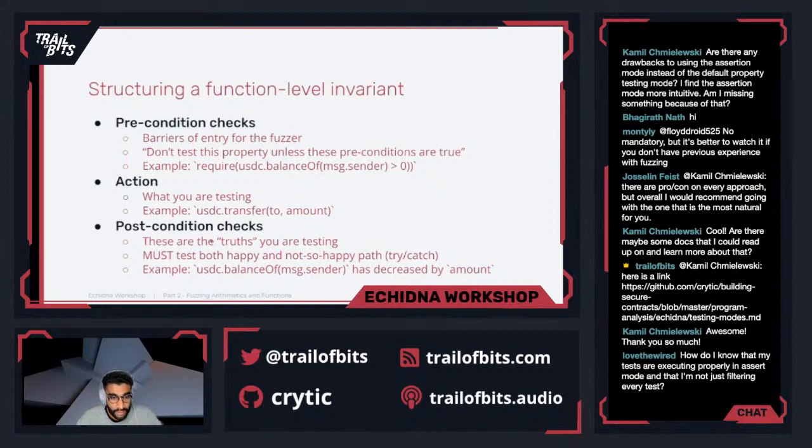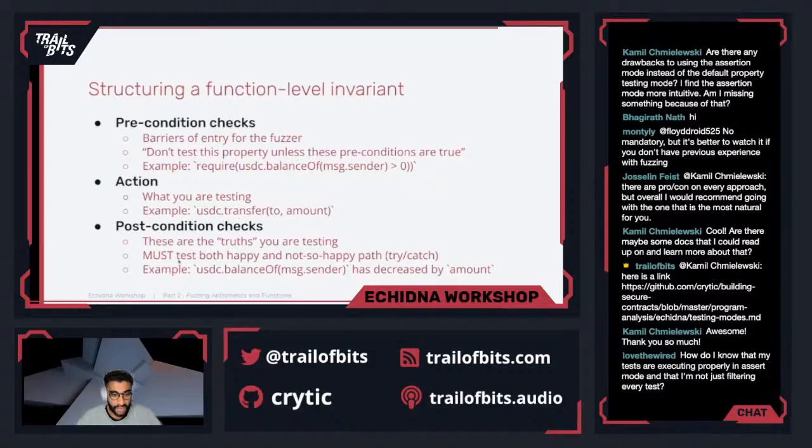And once you transfer, I want you to check these truths. These are the outcome. This is the resultant state after the action is taken. And so the example, if we follow this train of thought here, could be the balance of msg.sender for USDC should go down by amount, because I have a non-zero token amount. I transfer some amount, and so my balance should decrease by that same amount. So that's the truth that arises from doing this action.